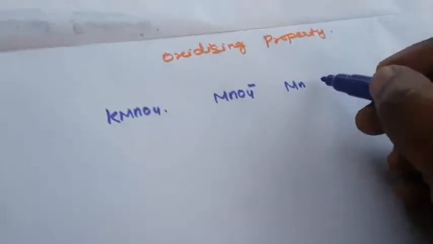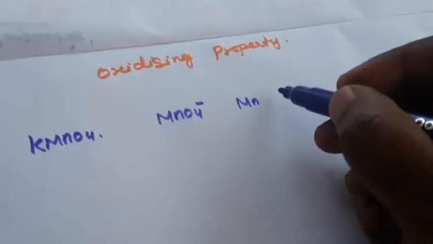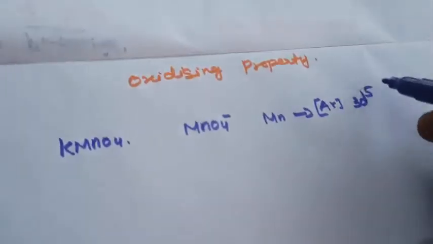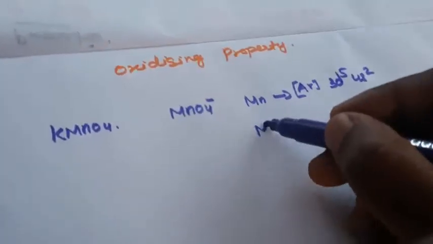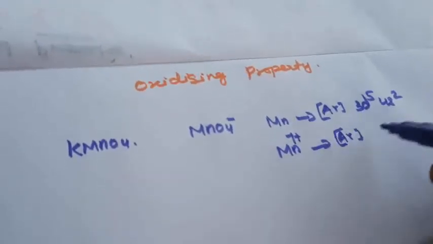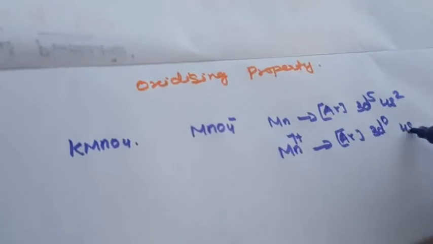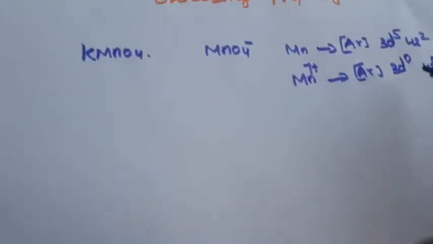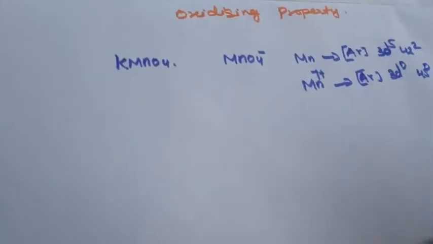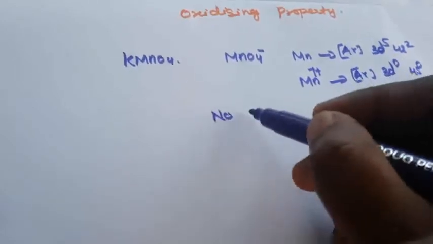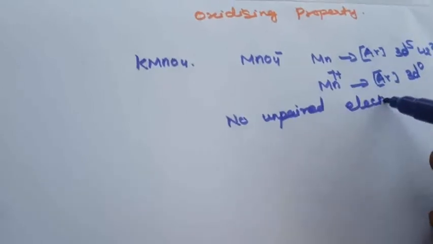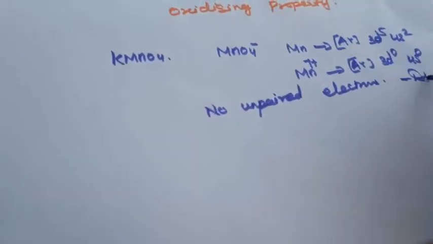What is the electronic configuration of manganese? Argon 3d5 4s2. What is the oxidation state? 7 plus, so argon 3d0 4s0. The outermost 7 electrons are removed, so it is Mn7 plus. There is no unpaired electron, so it is diamagnetic.